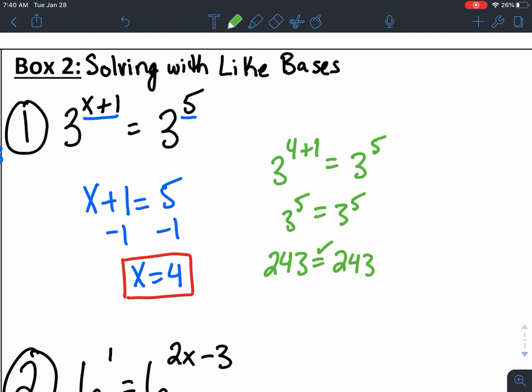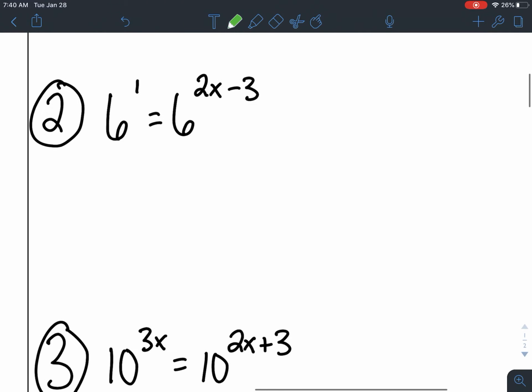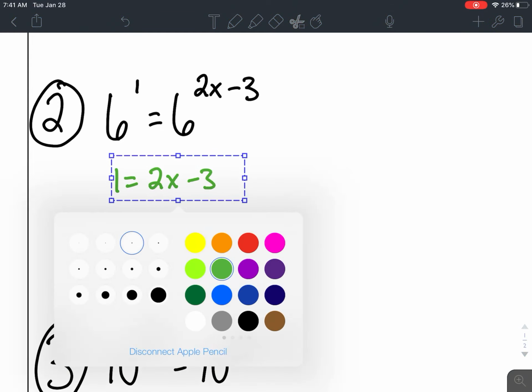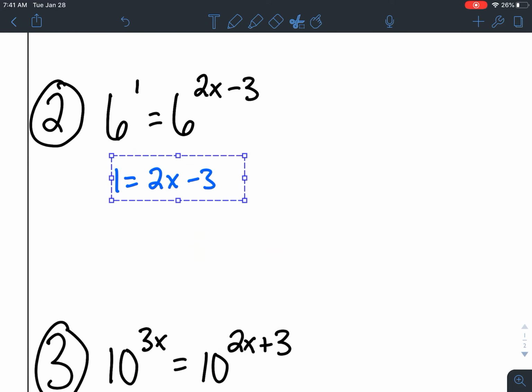Now, we should be doing that anytime you have the time to, especially when it comes to a quiz. We don't have another one this chapter, so once it comes to the test, when you have the time to check your answer, you should always be doing that. It's an easy way to guarantee that you're going to get your full points for getting an equation right. So for the rest of these, if your base is already the same, you're just going to set the exponents equal to each other, and then solve.